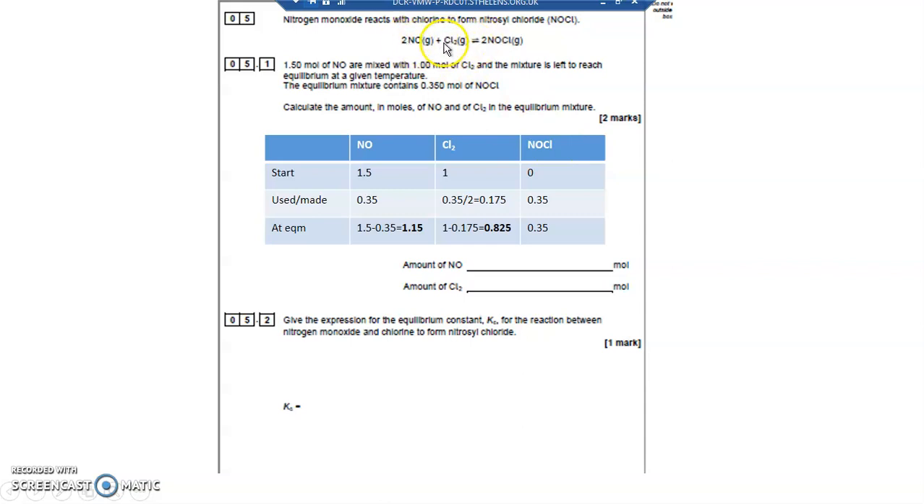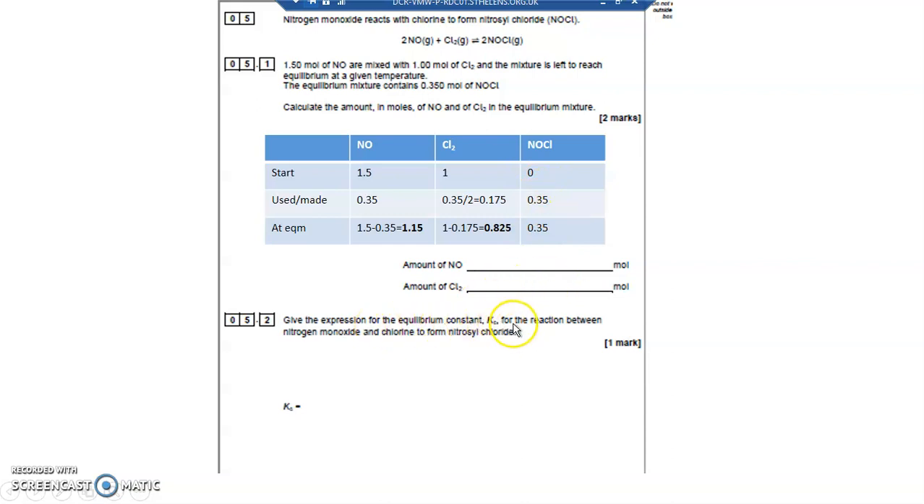The number of moles of Cl2 is only 1. So I've used half the amount of Cl2 that I have of NO. So it's 0.35 divided by 2. I've used up 0.175 moles of Cl2 in my molar ratios. Now, this is how much I started with. I've used up 0.35. Remember, this is a reactant reacting away to make the product, the NOCl. So to subtract these two, I've now got left over 1.15. Same for Cl2. I started off with 1 mole. I've used up 0.175, so I've got 0.825 moles left over, and I've made 0.35 moles. I didn't have any to start with. I've made 0.35 moles, so I've now got 0.35 moles.